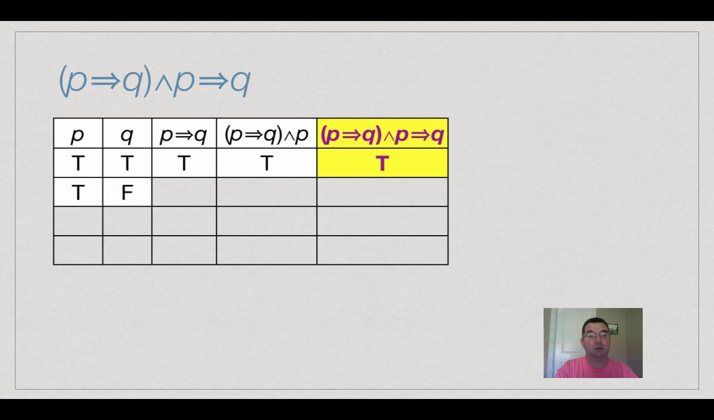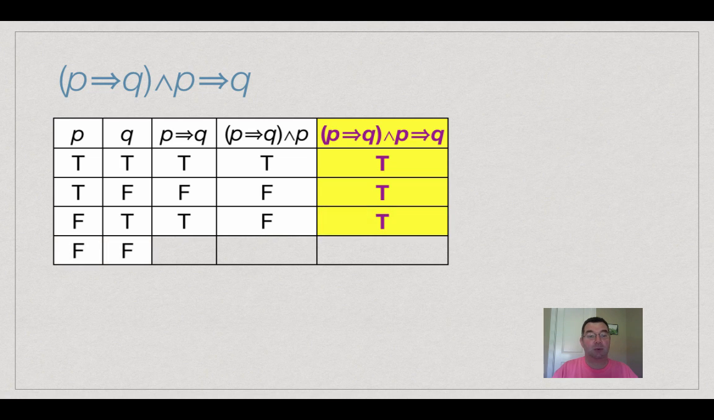If P is true and Q is false, remember P implies Q is false. That's the only time when P implies Q is false. So that and P gives me a false. So that false implying Q is a false implying a false. Well, that's true. Okay. Now, if P is false and Q is true, then P implies Q, that is true. So that truth and P, which is false, is false. So that false implying Q, which is true, is true.